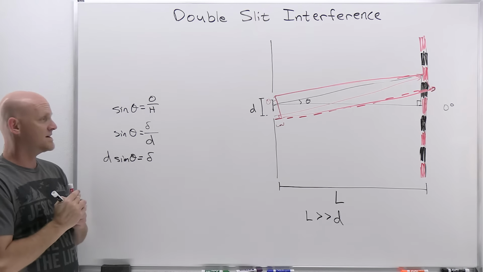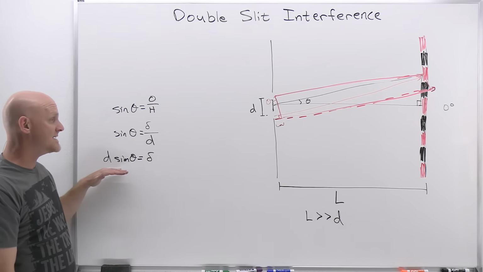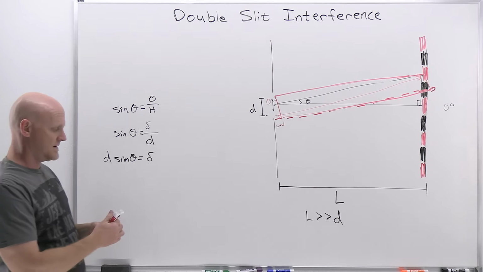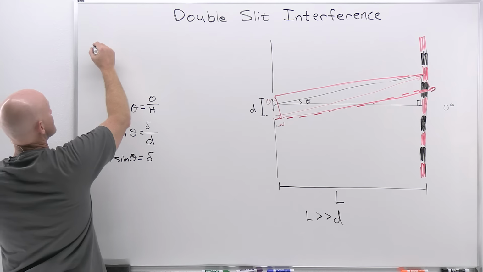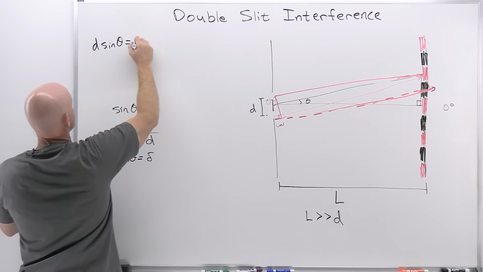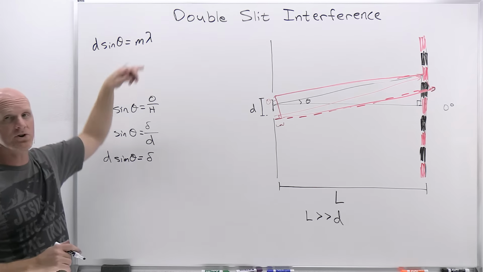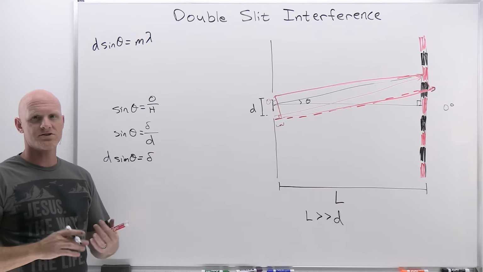And so that's the key here. What we've really derived here is that the difference in path length between those two light rays is d sine theta. And now we can see our condition for constructive interference. If the difference in path length, d sine theta, is equal to a multiple of wavelengths, m lambda, where m is any integer, then you're going to get constructive interference.